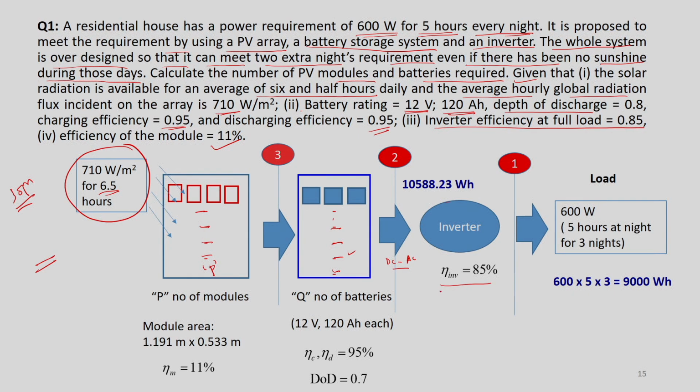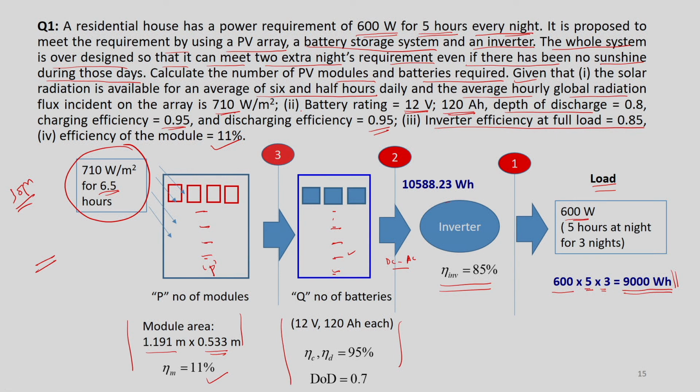The inverter has got an efficiency of 85%, and then the load is given, 600 watt, 5 hours per day for 3 nights. So, if we calculate this, 600 multiplied by 5 hours into 3 days, it will be 9000 watt hour is the load. These specifications are given, and also the module area is given as 1.191 meter multiplied by 0.533 meter, and efficiency is 11%.